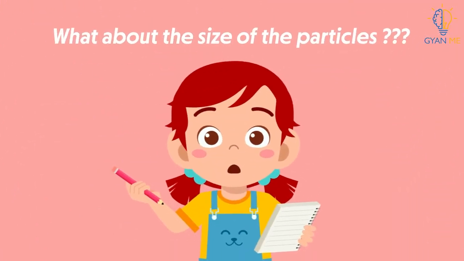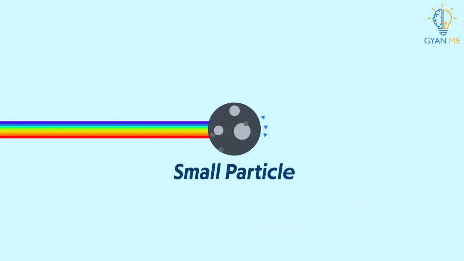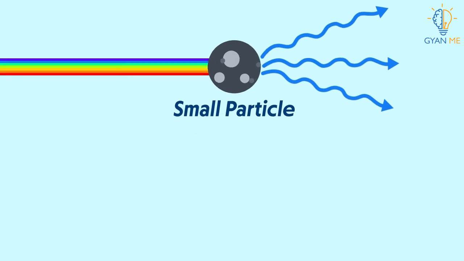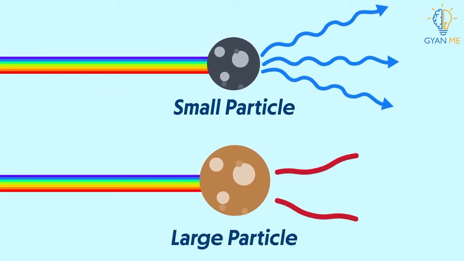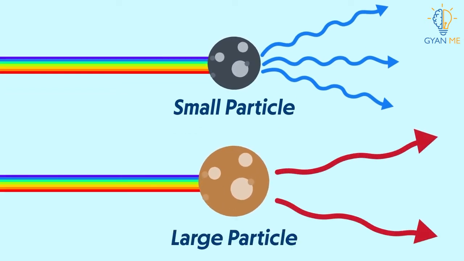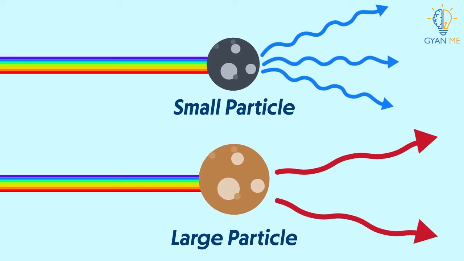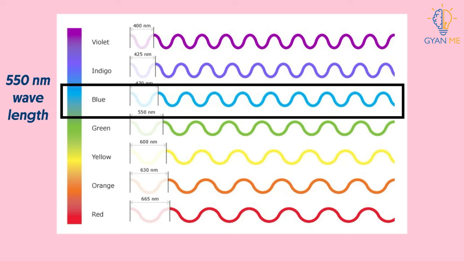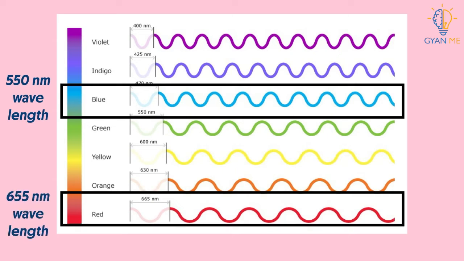And what about the size of the particles? Yes, it determines the color of the scattered light. Smaller particles scatter the light of shorter wavelengths like blue and violet, and larger particles scatter longer wavelengths like red and orange of the visible spectrum. Since the wavelength of blue light is lowest amongst the visible spectrum, it is scattered the most. In contrast, red has the longest wavelength and it is scattered least.